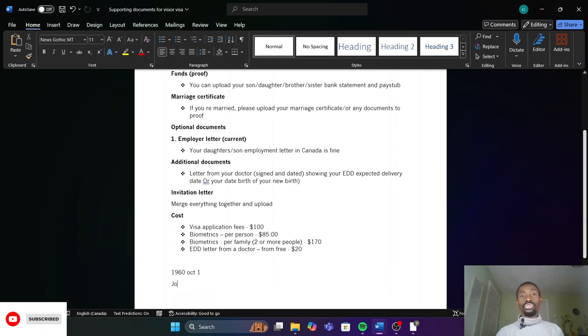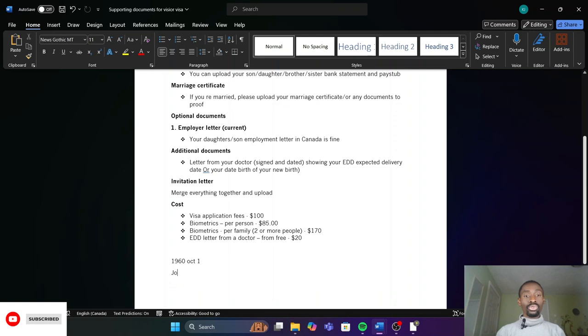So, the employment letter. You need to upload your own employment letter here in Canada in that section. And also, if they're coming for the purpose of coming over to take care of your new baby, you need to get an EDD letter from your family doctor here in Canada, or a birth certificate of your newborn baby in Canada.